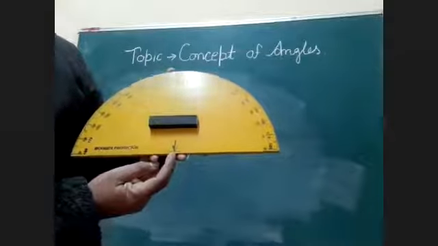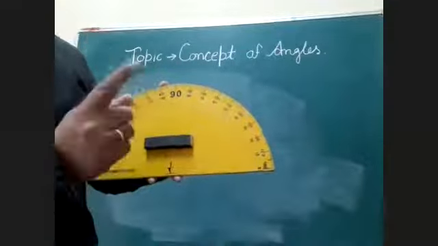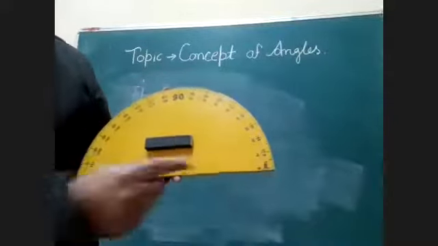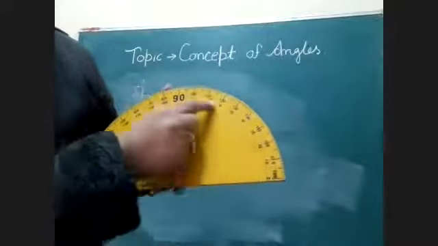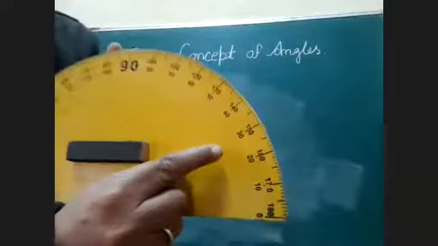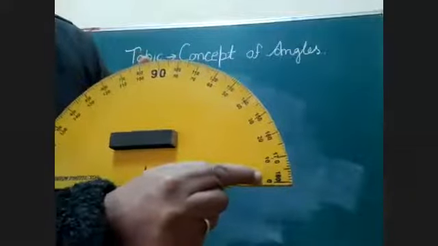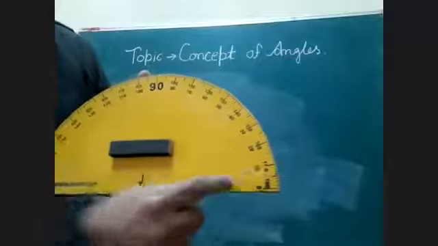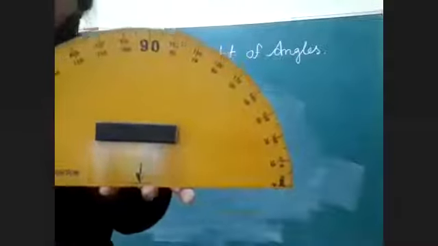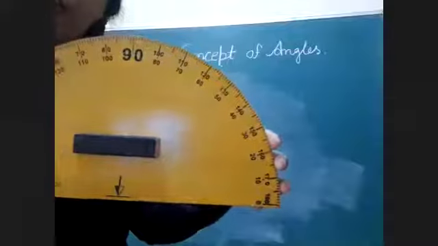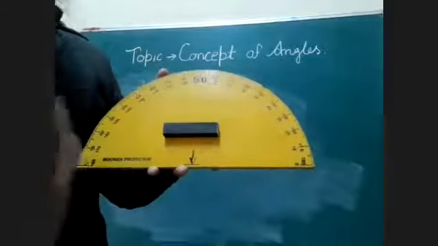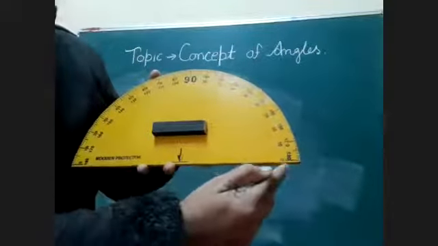Now, in every protractor, we have two scales: the inner scale and the outer scale. Inner scale means the scale inside. Now you can see two lines here. This is the inner scale and this one is the outer scale. We have two scales in this protractor. First we discuss the inner scale. The inner scale starts from the right-hand side.